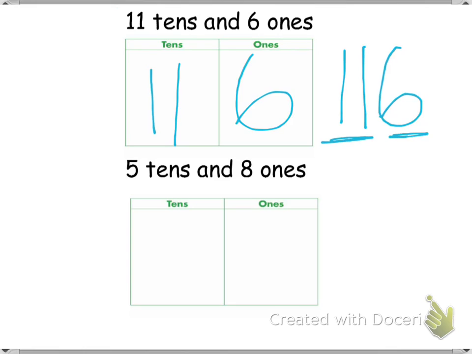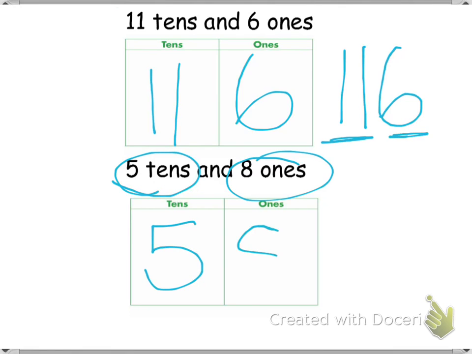Now, let's look at this one. 5 tens, 8 ones. Let's write it in the place value chart. I'm going to write my 5 tens in the place value chart. Then my 8 ones in the place value chart.